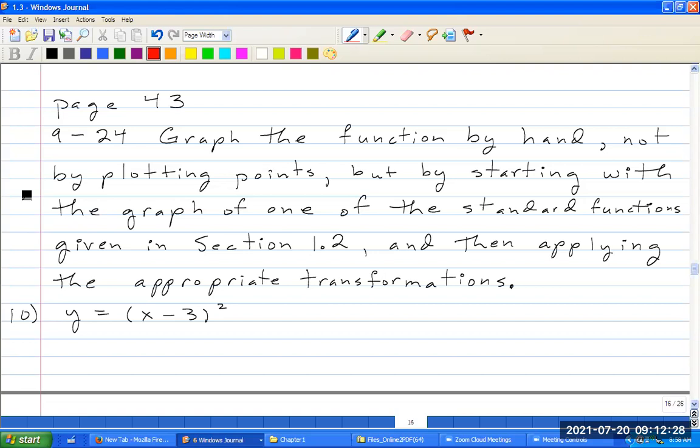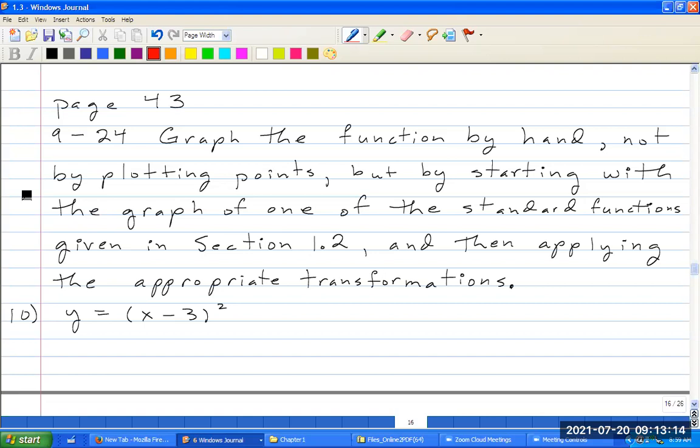So on page 43, problems 9 through 24, graph the function by hand, not by plotting points, but by starting with the graph of one of the standard functions, the power functions that we discussed the other day, given in section 1.2, and then applying the appropriate transformations.